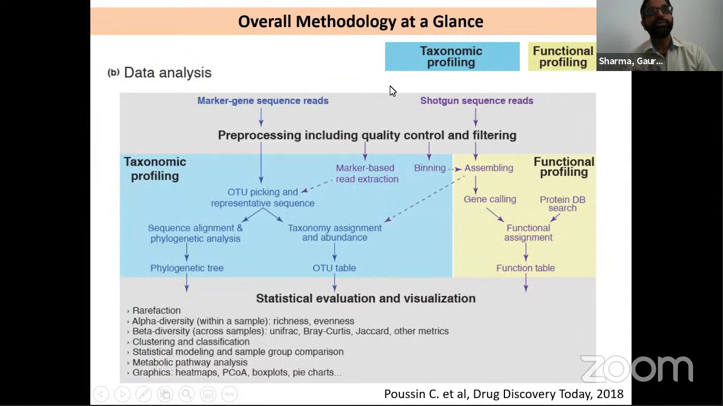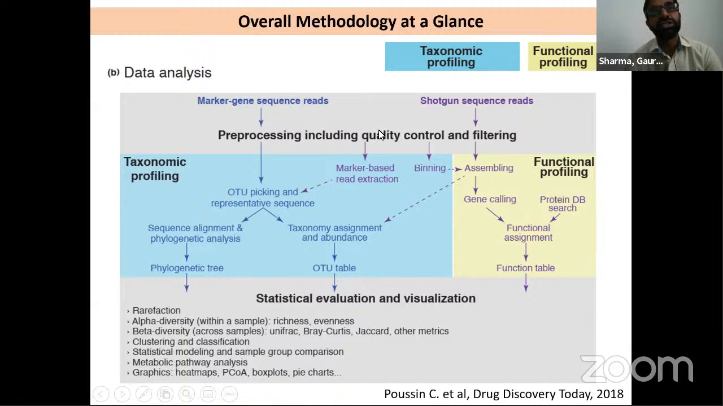So, as I told you earlier, there are two types of strategies. One is amplicon sequencing, which is based on one single gene, and we call it marker gene sequence reads. The second is shotgun sequence reads, which is metagenome, the total genome. As I told you, quality is the major consideration when we do these kinds of studies. So we do pre-processing, which includes quality control and filtering the data based on our quality check.